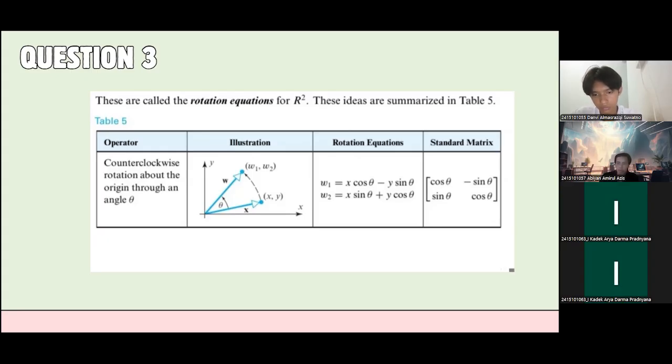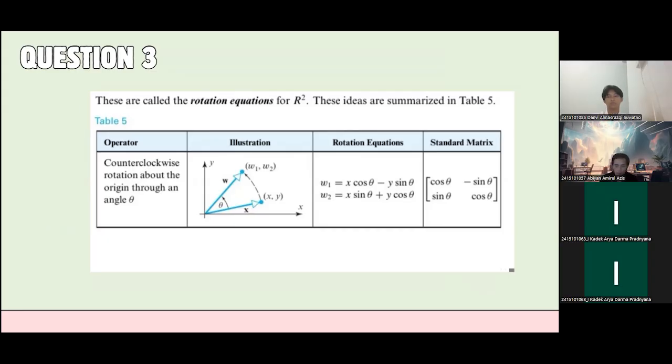Vektor X yang dirotasikan dengan nilai tertentu mendapatkan vektor. We can look at this rotation equation. W1 equals X cos theta minus Y sin theta. W2 equals X sin theta plus Y cos theta. In this standard matrix, we change the values into column vectors. We got cos theta, minus sin theta, sin theta, and cos theta.